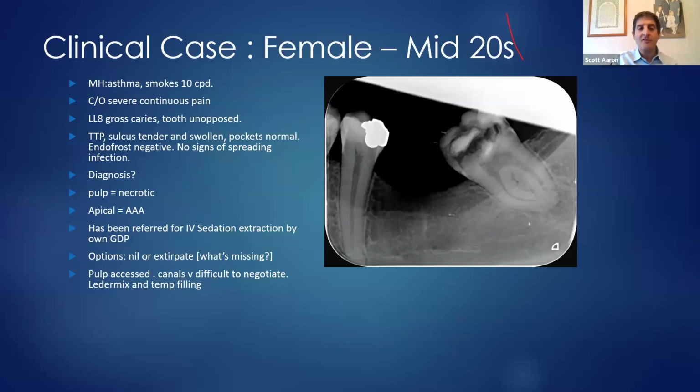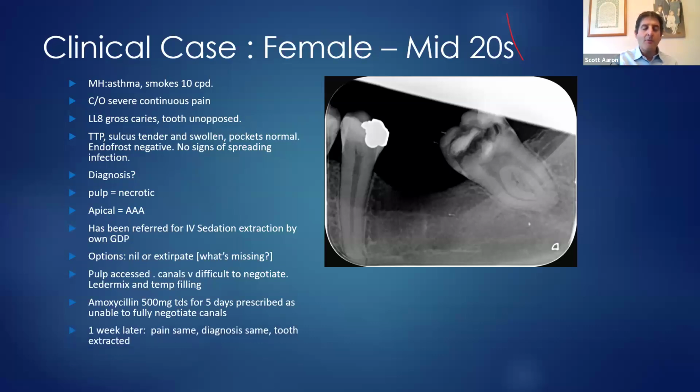They put Ledermix and a temporary filling. Ledermix is useless in a necrotic case. It's only for hot pulps. They gave amoxicillin for 5 days in the absence of spreading infection, against the guidelines, as they were unable to fully negotiate the canal. The dentist not being able to get down fairly wide open canals is not really an indication for antibiotics. And a week later, the patient came back with the same pain, the same diagnosis, and the tooth was taken out very easily. The patient had 2 weeks of additional problems.